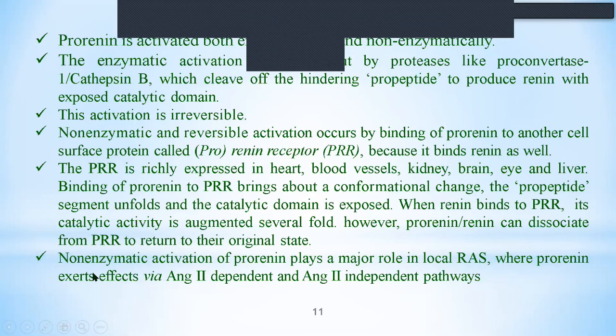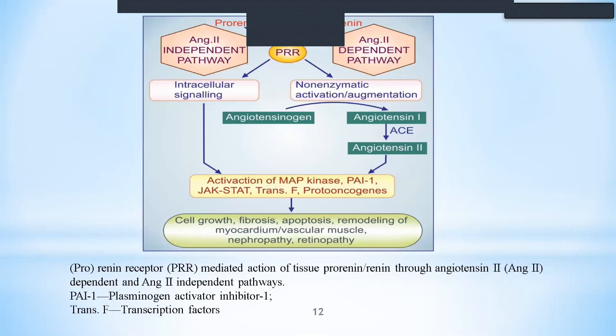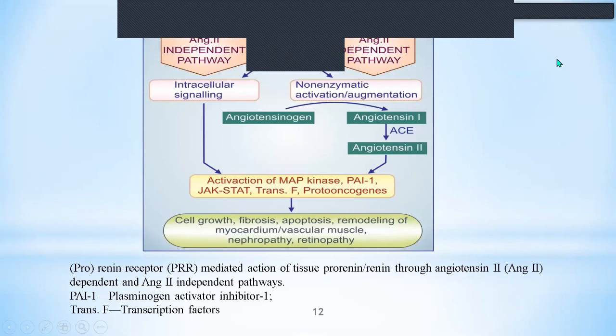And apart from this, there is non-enzymatic activation of prorenin, which plays a major role in the RAS, where prorenin exerts its effects via angiotensin 2 dependent and angiotensin 2 independent pathways. Both pathways are acted on by this particular process. And here you can see a flow diagram in which there are two pathways, the angiotensin 2 independent pathway and the angiotensin 2 dependent pathway.